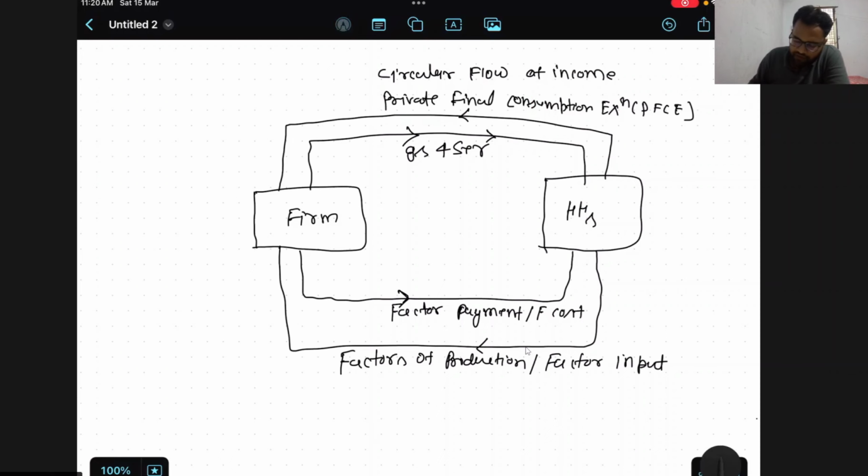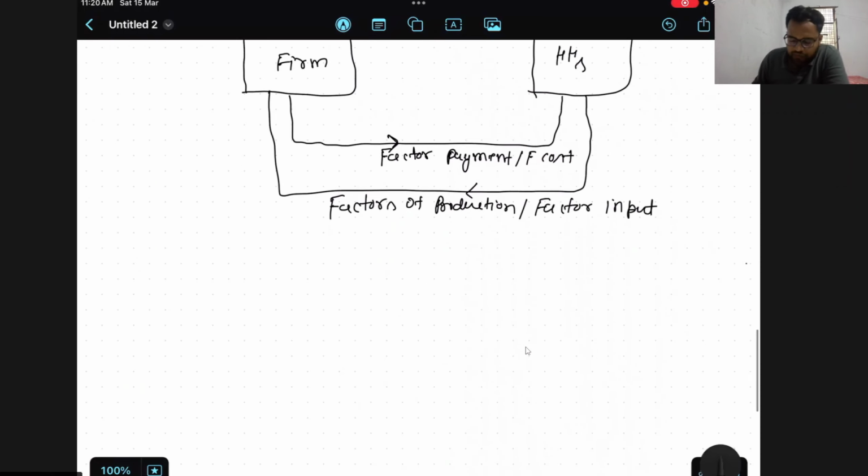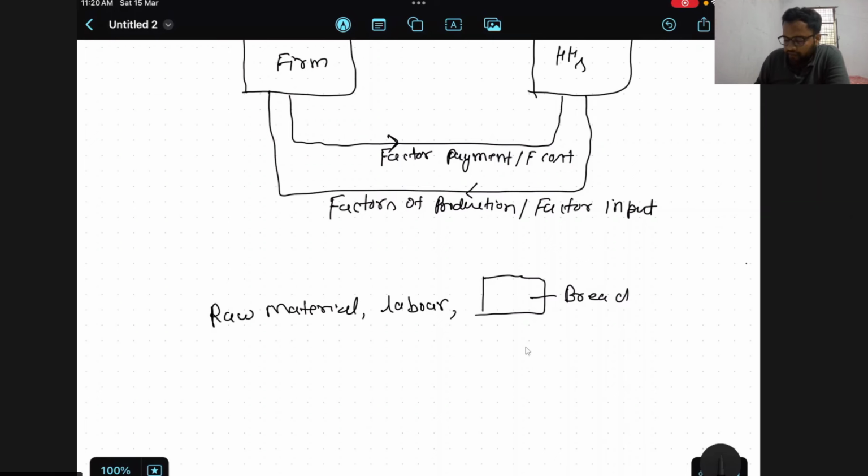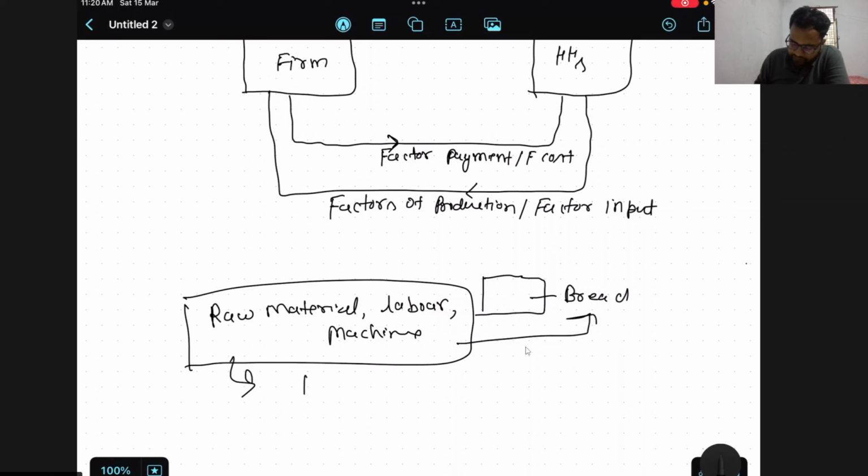So first, try to understand the factors of production in order to run a firm. Factors of production means, if we have a firm which produces bread, there is some raw material which is needed to produce bread, some labor which is required, and some machines which are required. These are known as the factors of production. They are coming from the household.